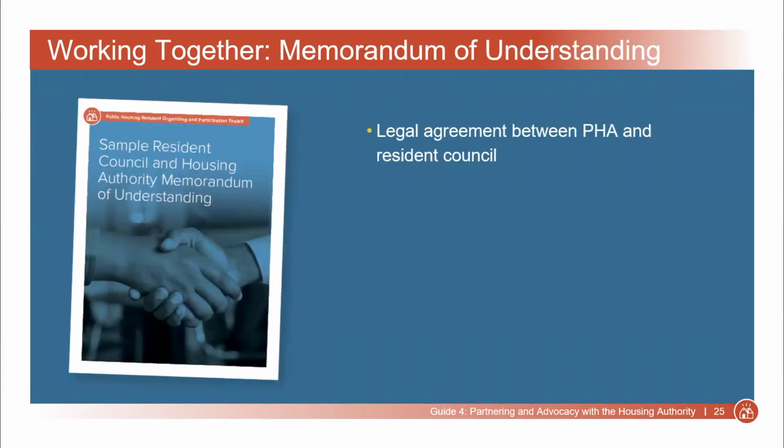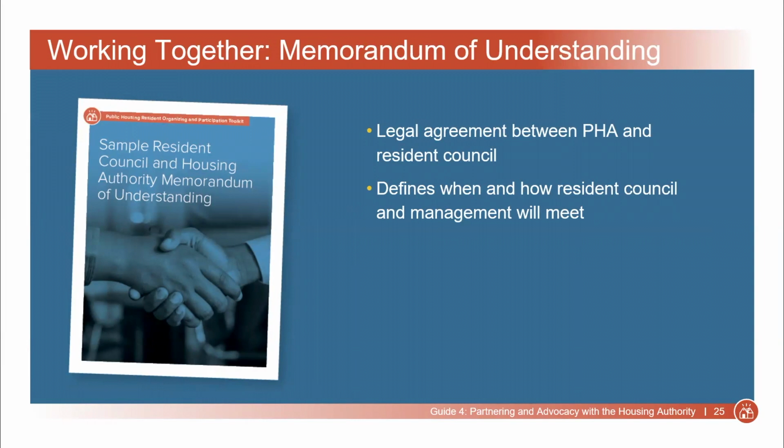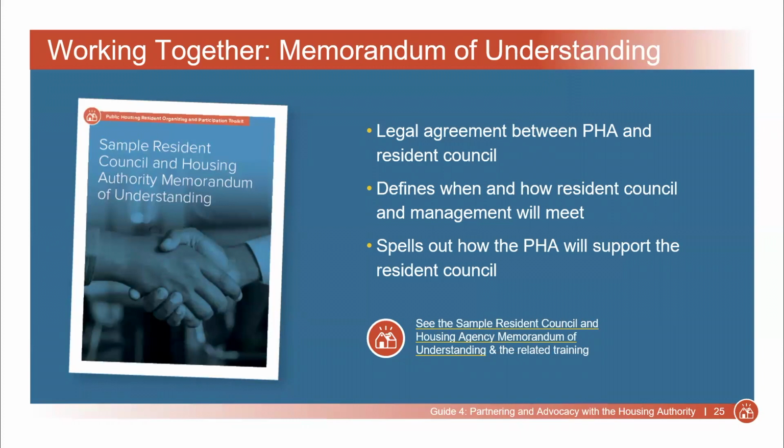Housing agencies and resident councils can define their relationship through the process of creating or updating a memorandum of understanding, an MOU. The document defines when and how the resident council and management will meet. It is a legal agreement between the two groups that spells out their relationship, including what support the housing agency will provide to the resident council. The toolkit includes a sample MOU, which you can modify and use. See the related training for more information.